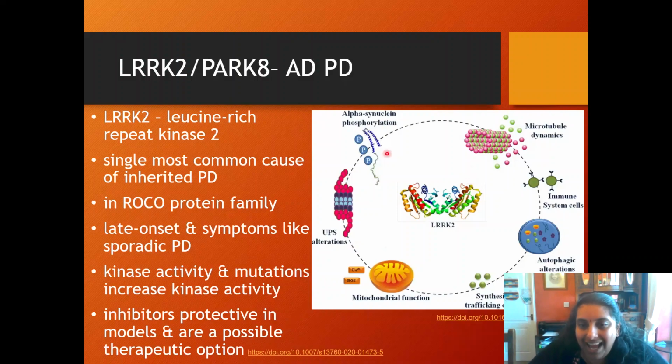So what happens? It's thought that LRRK2, the kinase, is involved in microtubule dynamics, immune system, autophagy, vesicles. So these would be holding neurotransmitters in the neurons, mitochondrial function, UPS alterations. This is the proteasomal degradation pathway. And possibly LRRK2 actually phosphorylates alpha-synuclein as well.